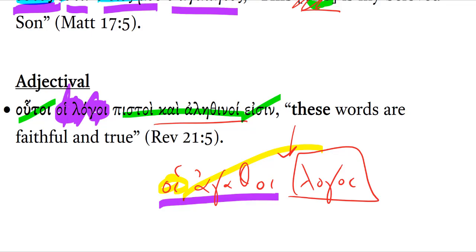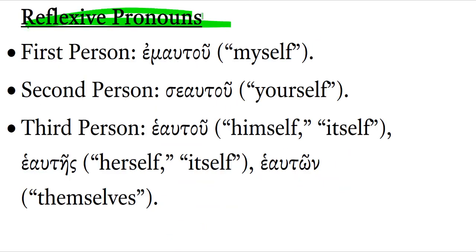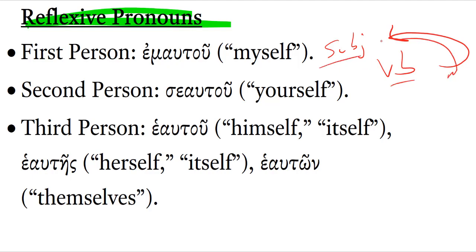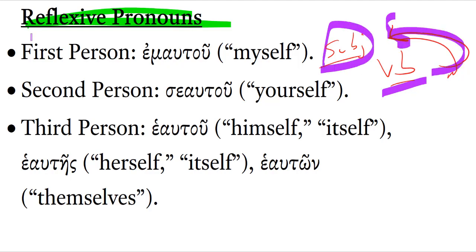Okay? Let's talk about the reflexive pronoun. This is where you have a verb and a subject, and somehow that activity is reflecting back on the subject. So this is not intensive, like I myself will do it, or he gave it to the Lord himself. It's like I see myself in a mirror, right? There's a verb, and the action of the verb is reflecting back onto the subject in a reflexive way.